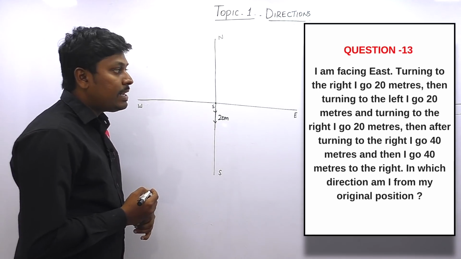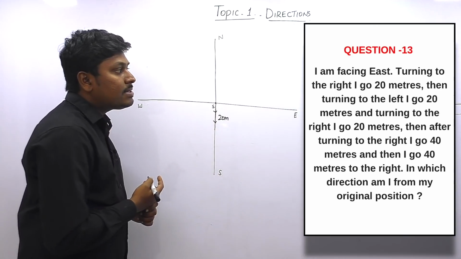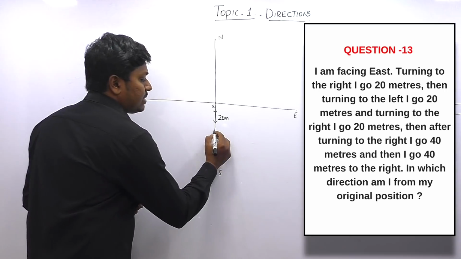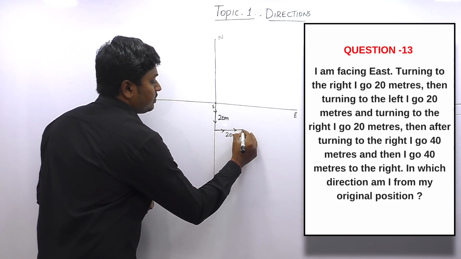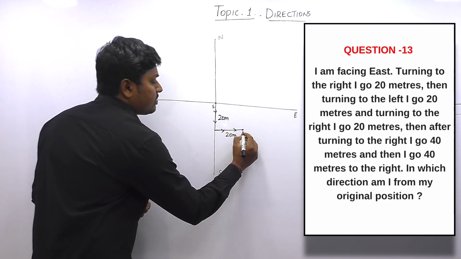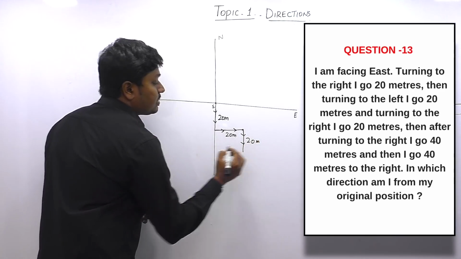Next point, then turning to left, I go 20 meters. So from this point, the person walks how many meters? 20 meters on the left-hand side. The left-hand side will be this side. He is walking 20 meters. Then turning to right, I go 20 meters. From this point, again the person turns right and walks 20 meters.